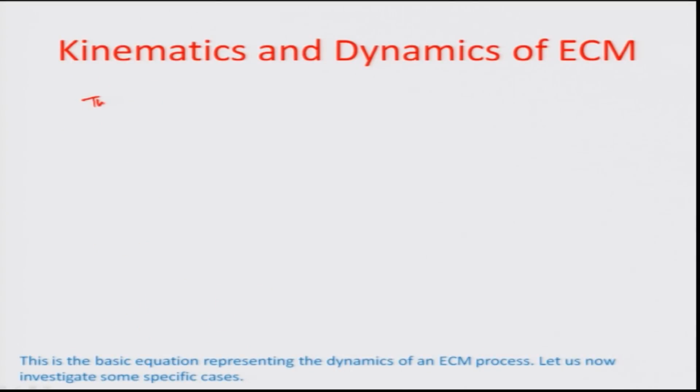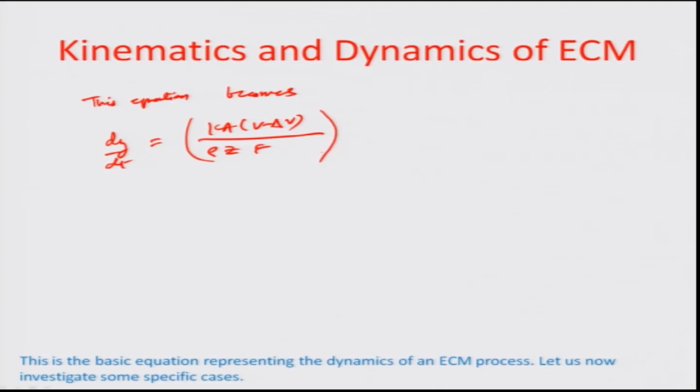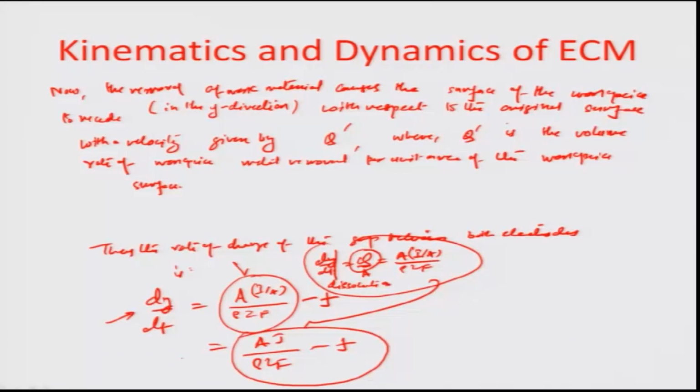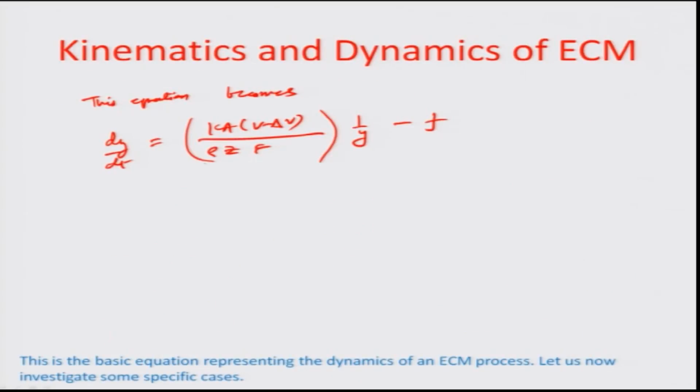So, this equation becomes dy by dt equals k times (V minus delta V) divided by rho z f, divided by y, minus f. Obviously, because from the earlier illustration you find that the current density J has been earlier predicted as k times (V minus delta V) by y. So, we are just substituting the value of J in this expression to find the net value of dy by dt. This is how you arrive at an expression for the rate of change of gap between the tool and workpiece in ECM or electrochemical machining.